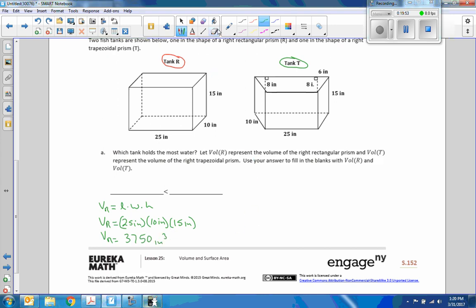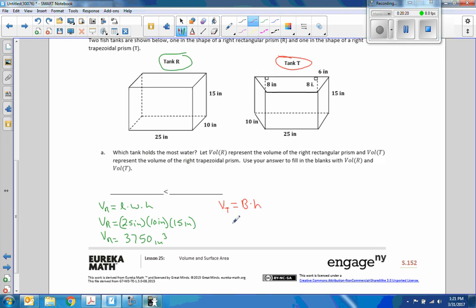Okay. So might as well color code this the right way. So I'll make that red. So now I'm going to do tank T. So the volume of tank T equals the volume of a trapezoidal prism, base 1 plus base 2. So it's the volume of the base area times height.